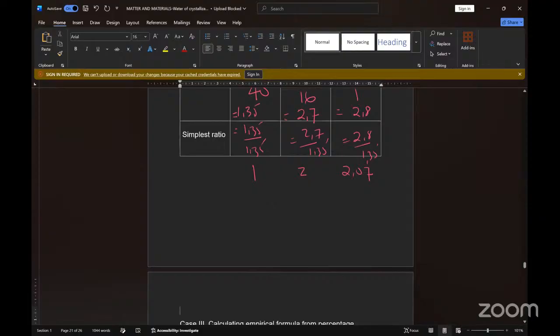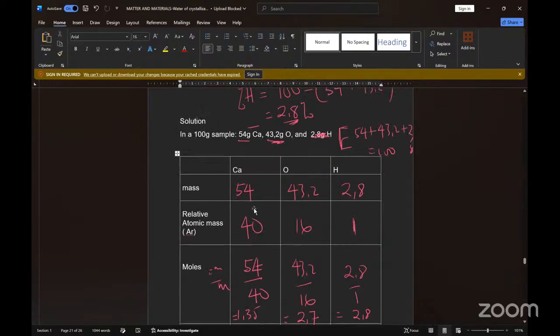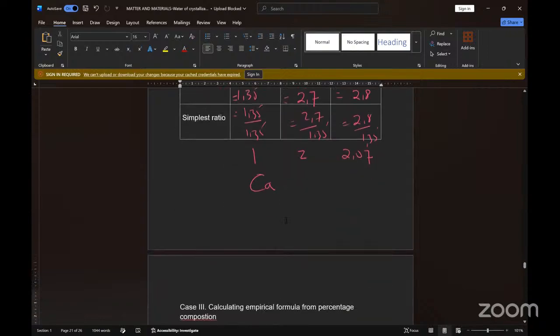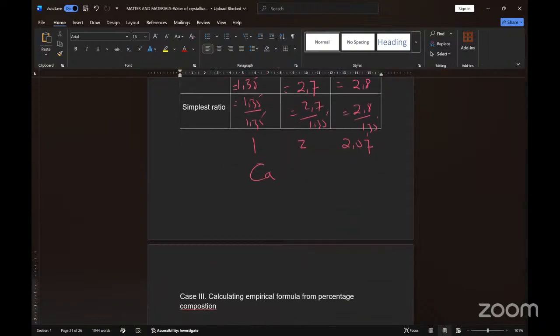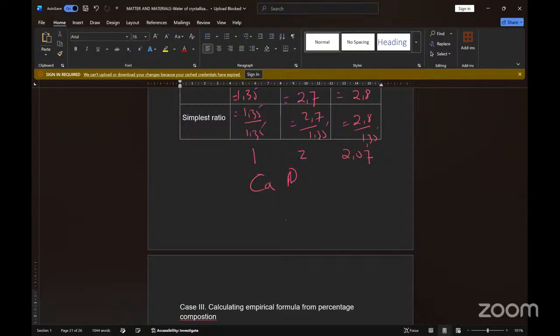We are going to have our calcium 1. We don't write it. Our oxygen is 2. So this is our oxygen. This is our oxygen is 2. And then our hydrogen, I told you that atoms do not exist in fractions. So we have to round this off. We discard this one and then use this one. So this one, hydrogen 2.